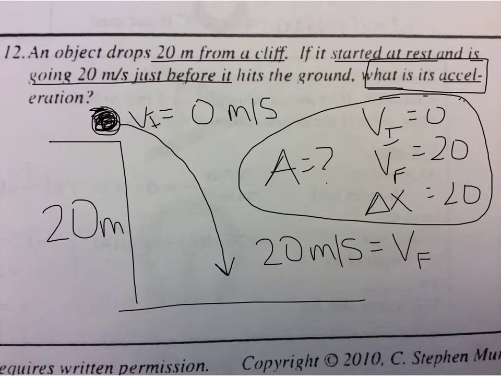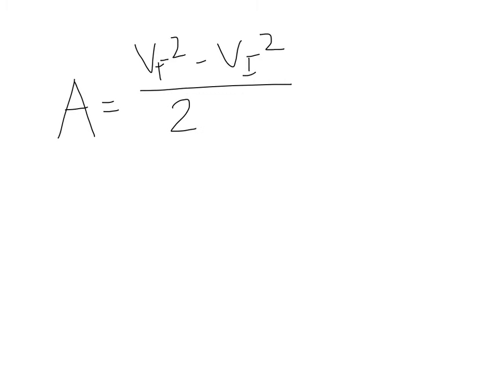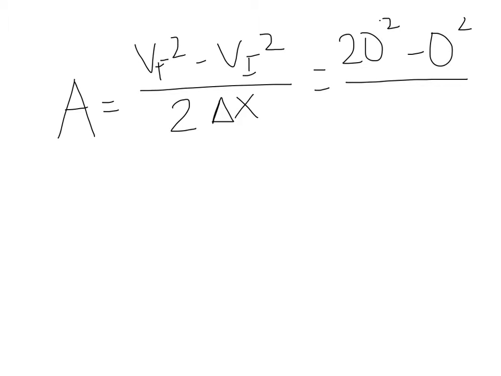For this particular problem, we are going to use the formula A equals VF squared minus VI squared over 2 delta X, which is your change in position. That means we have 20 squared minus 0 squared over 2 times 20.